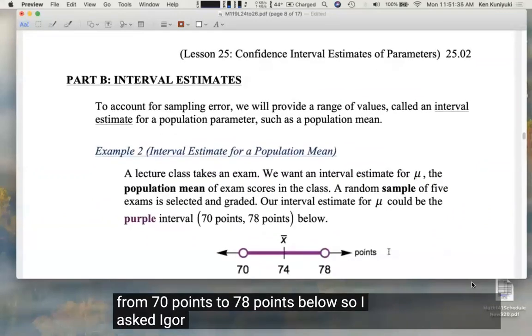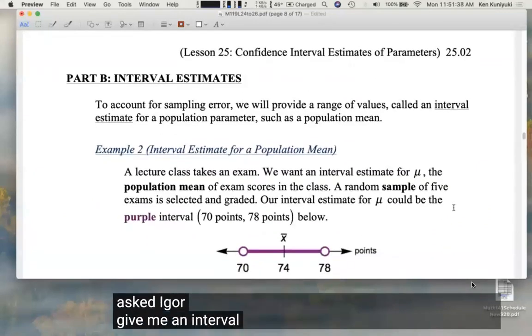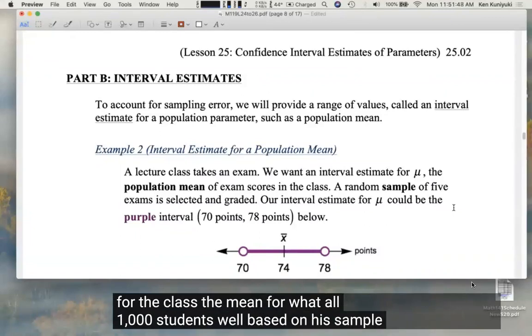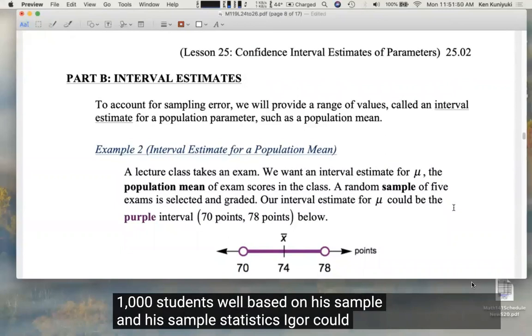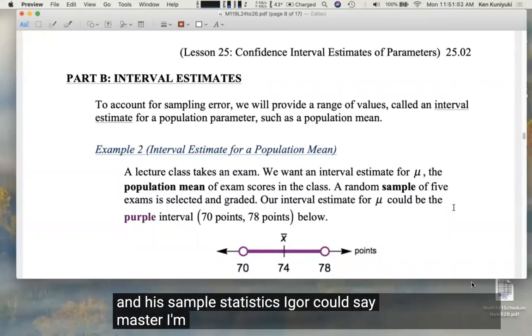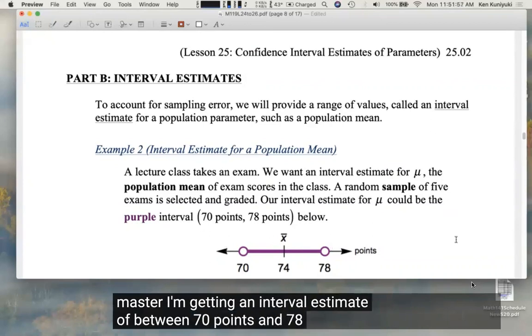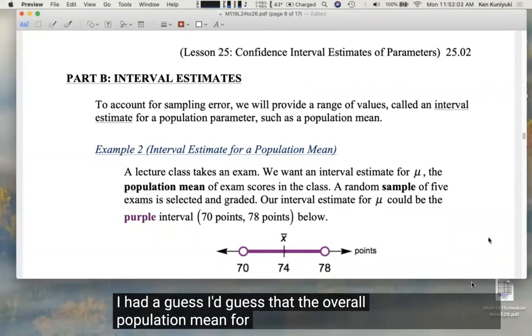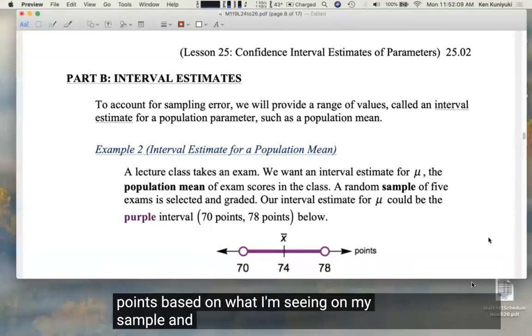So I ask Igor, give me an interval estimate for how well the class did, the population mean for the class, the mean for all 1,000 students. Well, based on his sample and his sample statistics, Igor could say, Master, I'm getting an interval estimate of between 70 points and 78 points. So if I had to guess, I'd guess that the overall population mean for the class will be somewhere between 70 points and 78 points based on what I'm seeing in my sample.